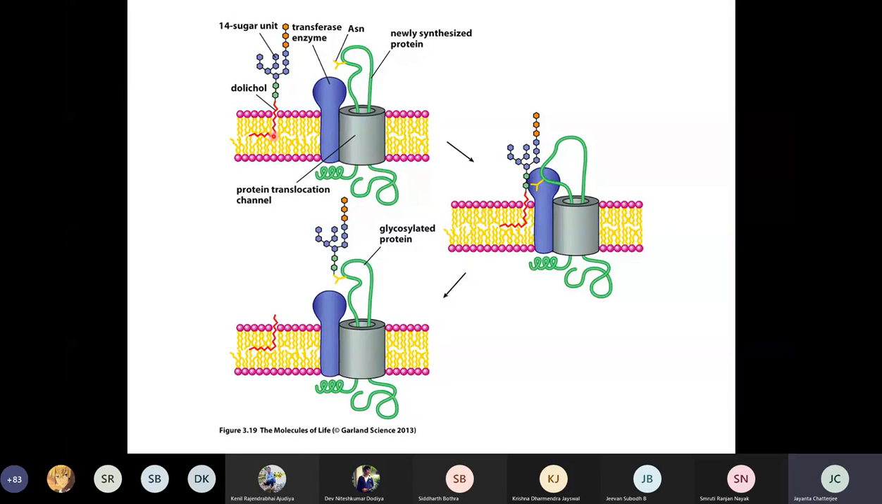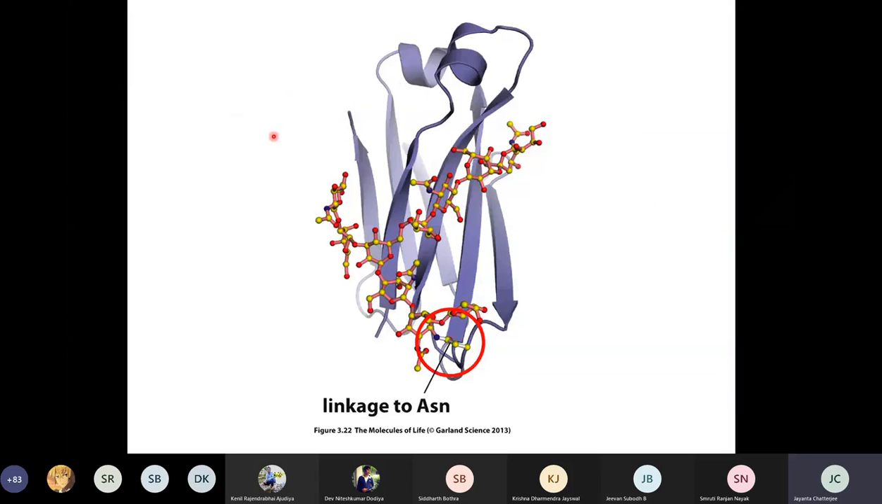All right. Now the question is, what is the reason, or what do we know about glycosylation of proteins? What sort of functions does glycosylation of proteins play, right?